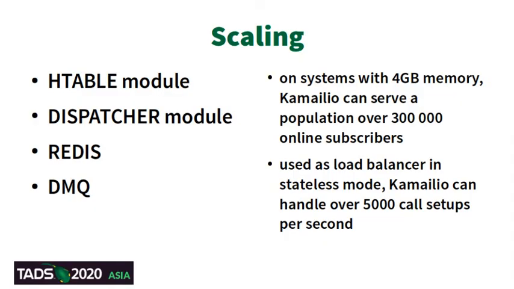When we talk about scaling, it's important to also realize what you can do with one Kamailio. One Kamailio with, let's say, 4 gigs of memory can easily handle 300,000 subscriptions. So 300,000 endpoints, including presence and location services and registration, can easily be handled by one Kamailio with just 4 gigs of RAM. Now, if you're using it as a load balancer with the dispatcher module in a stateless mode, one Kamailio could handle over 5,000 call setups per second.